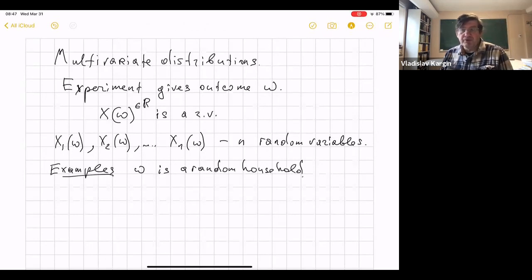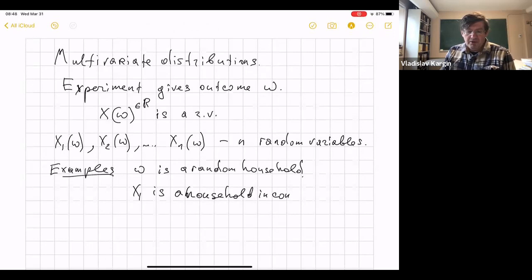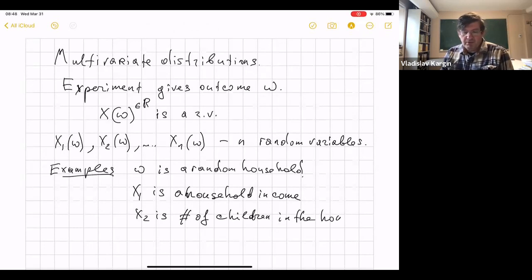So we have a population of households, say US households, and we choose one of them. In this case, we can have x1, which is a function of this omega. So x1 is a household income, and x2 is the number of children in the household. So this is one example.